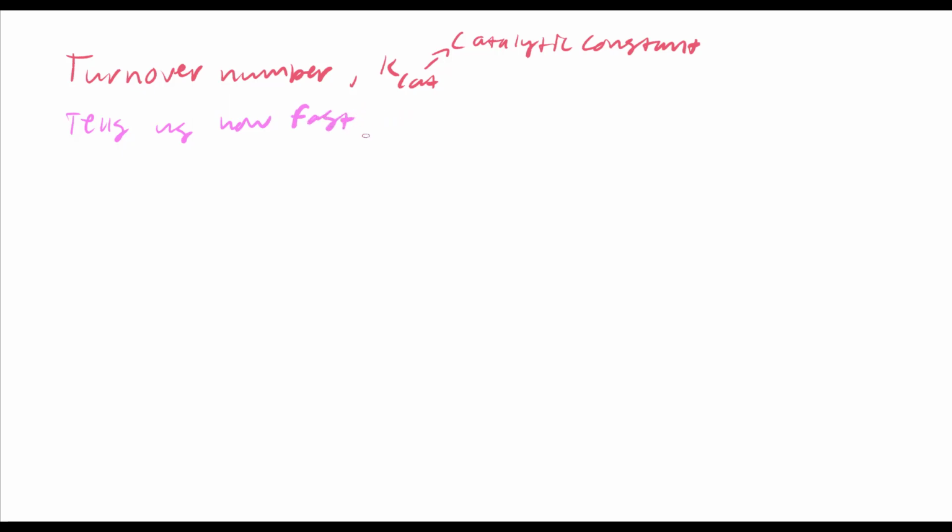It tells us how fast the ES is formed to the enzyme plus the product, okay? And so that's like the catalytic cycle right here. So we have the catalytic cycle, okay? So this is E plus P right there. That's the catalytic cycle. So how many catalytic cycles does it do per unit of time, okay?